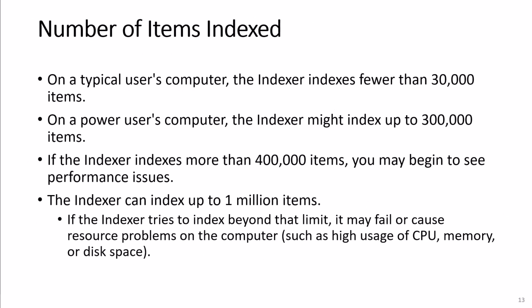On a typical user's computer, the indexer indexes fewer than 30,000 items. On a power user's computer, the indexer might index up to 300,000 items. If the indexer indexes more than 400,000 items, you may begin to see performance issues. The indexer can index up to 1 million items.